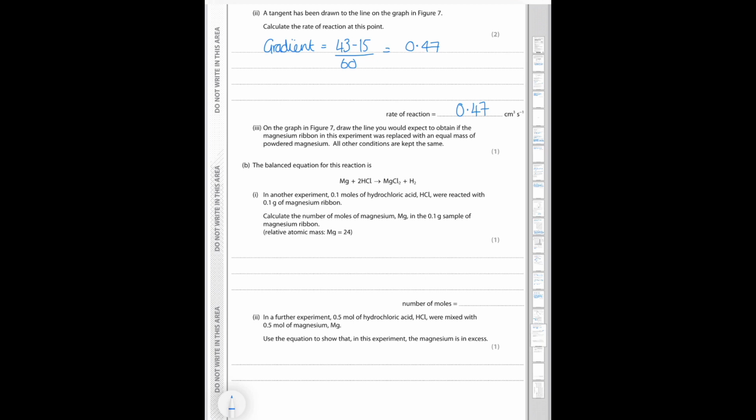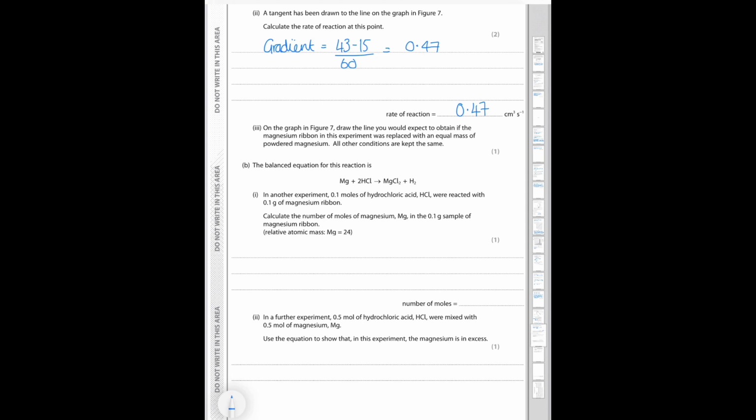So from the graph, we can see that we had 43 take away 15 for the change in y, and then 60 seconds for the change in x, which was the time taken. And that gave us a rate of reaction of 0.47 centimetres cubed per second.